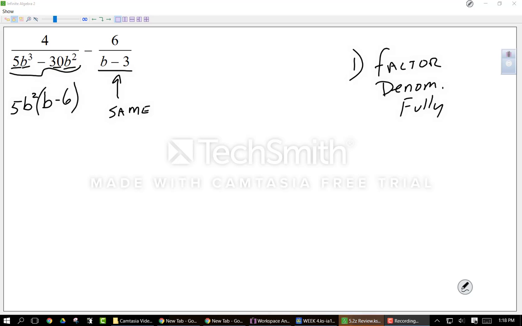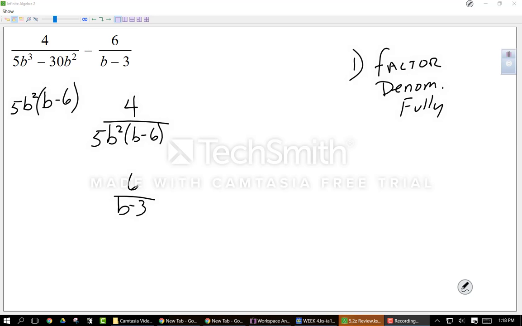So now if I look at it, how do I find common denominators between 5b squared times b minus 6 and b minus 3? Here's how I do it. I'm going to take the first fraction and write it differently, with 5b squared times b minus 6 there. My second fraction we know is 6 over b minus 3, because that b minus 3 is fully factored. So I need a common denominator. If I look, 5b squared is a monomial. That's the only monomial I have in my denominators. I do not have a monomial in the b minus 3 at all.